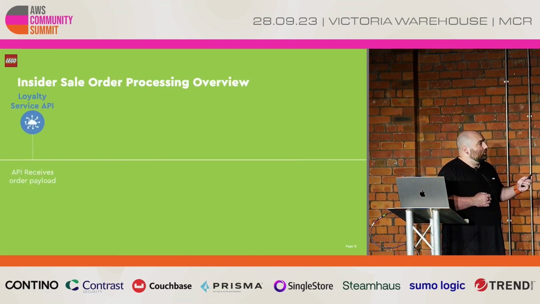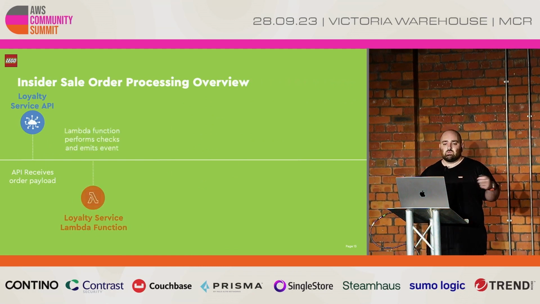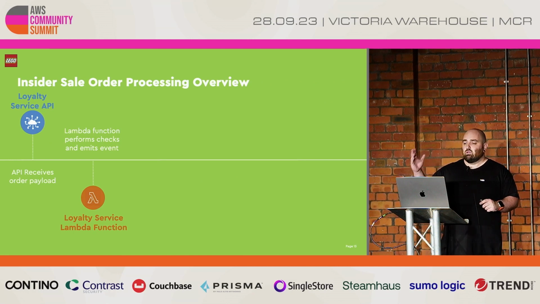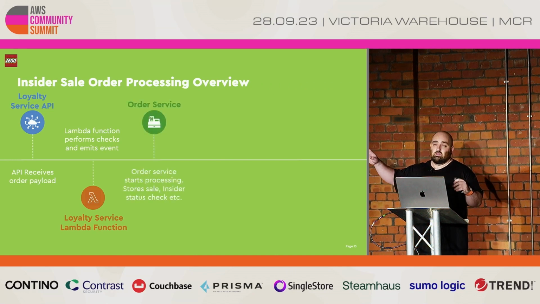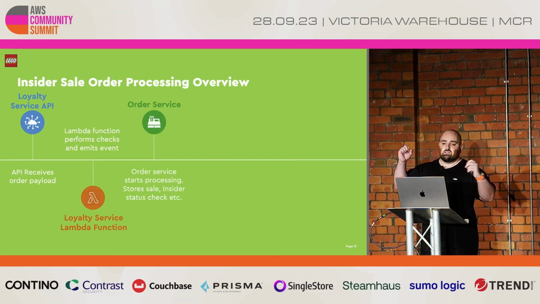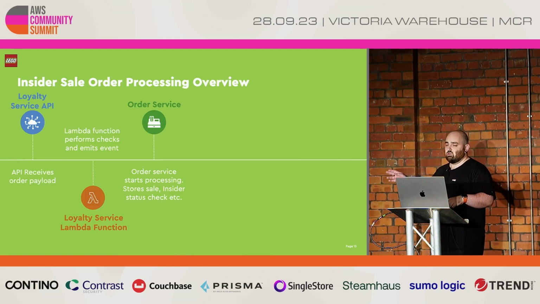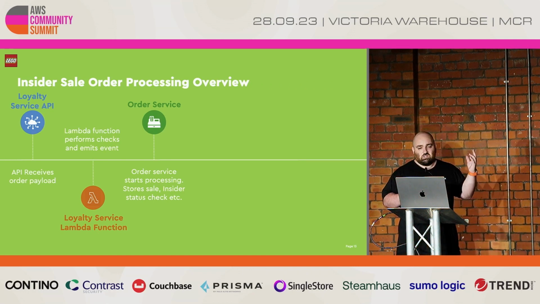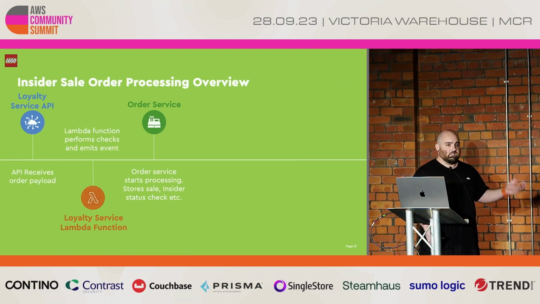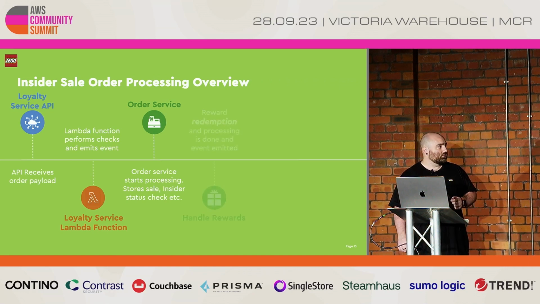If we look at the sale order processing overview, we're receiving that order payload into the loyalty service API, and we have a Lambda function that performs checks on that incoming payload and then emits an event. The order service picks up that event and starts its processing. It starts off by storing the sale, in the storage-first pattern that we have in the loyalty squad. It will check the insider status, make sure they're signed up and verified, and do a bunch of other things we need to do before we can continue processing.